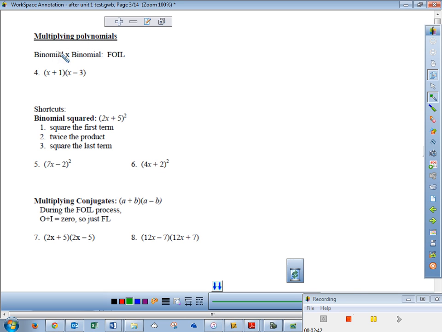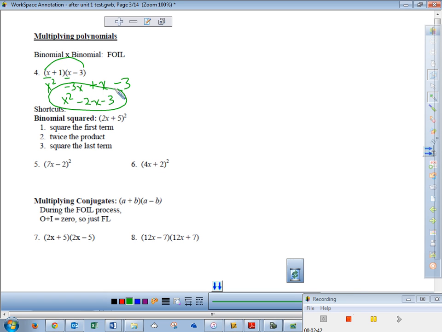Multiplying polynomials, if you take a binomial times a binomial, you need to FOIL that, which means you need to take your first terms times each other and get x squared, the first term in each parentheses. Your outside terms times each other, here you get minus 3x, because x times negative 3. Your inside terms times each other, and you get 1x. And then your last terms times each other, first, outside, inside, last. Then you should combine like terms, if you have any. And here's our final answer.